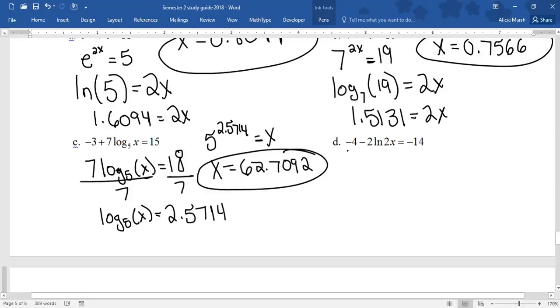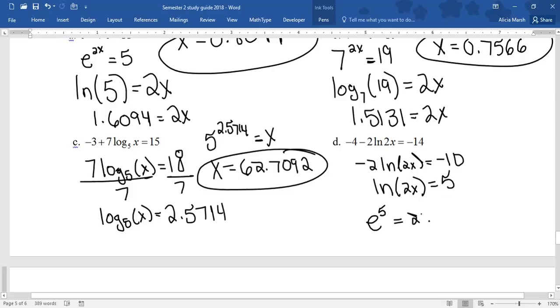And D, so I'm going to first add 4. So I'm going to get negative 2 ln of 2x is equal to negative 10. Divide by negative 2 first. Notice I'm just getting the log alone. Now I can convert, but now it's an ln, so that means I need to change to exponential. I'm going to get a base of e to the 5th is equal to 2x.